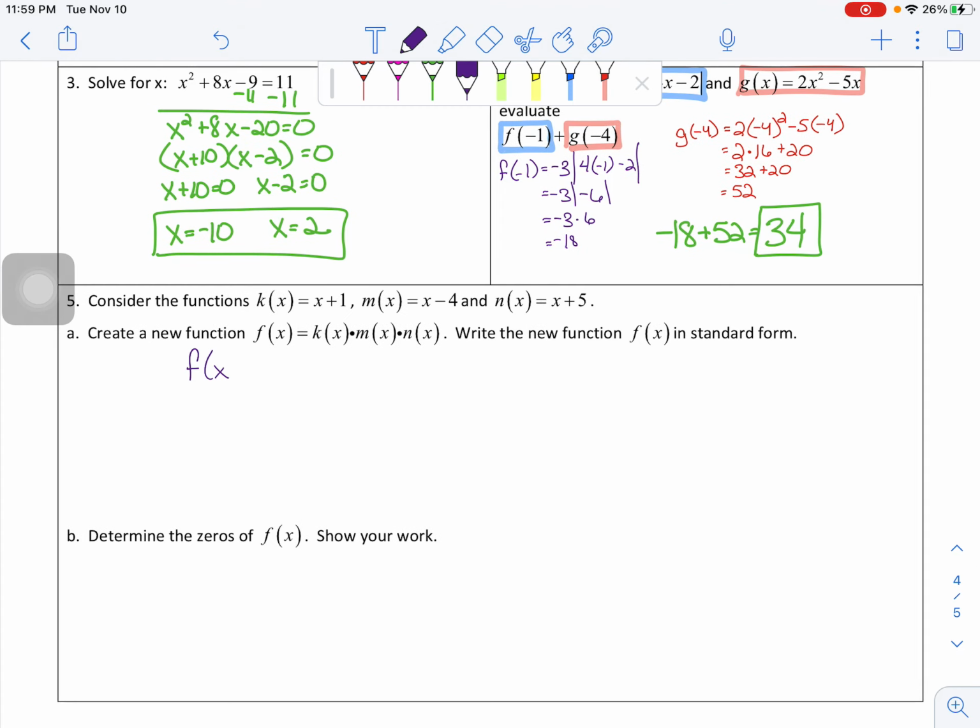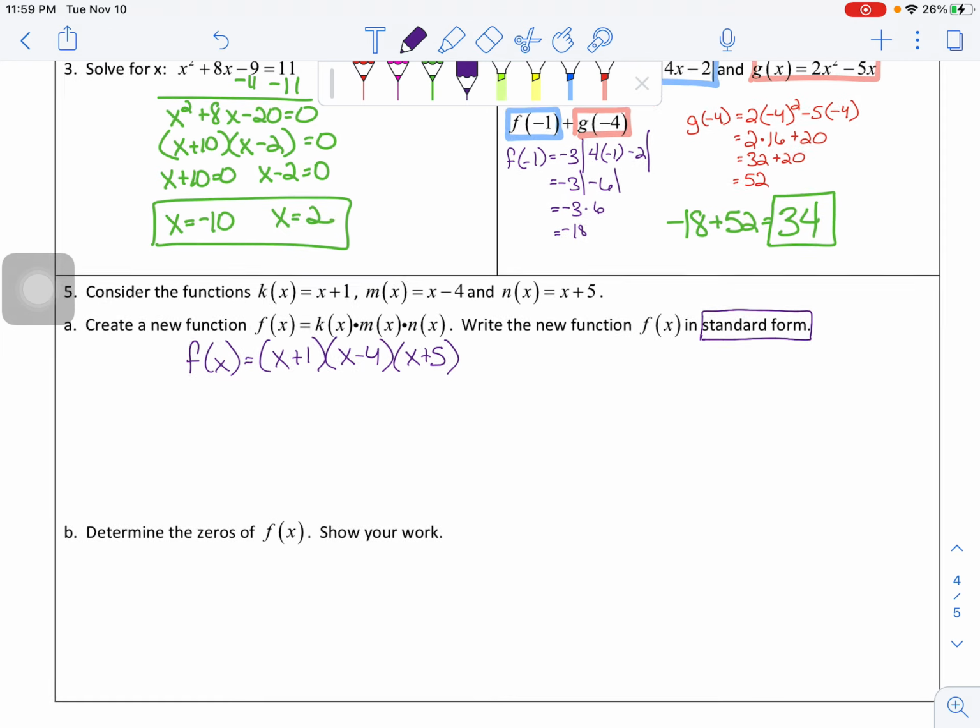Okay, so let's see here. f of x equals, well, it says k of x, but k of x is x plus 1, times m of x, well, that's x minus 4, times n of x, which is x plus 5. All right, so there's f of x, but it says to write the new function in standard form.